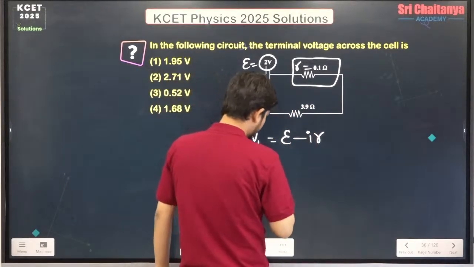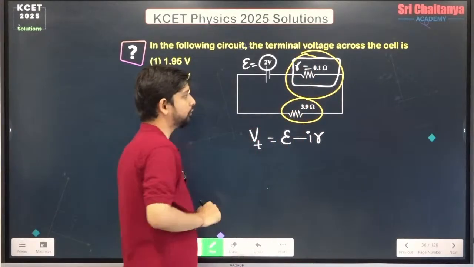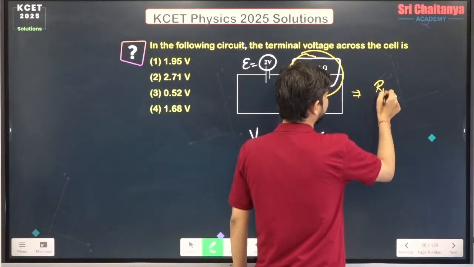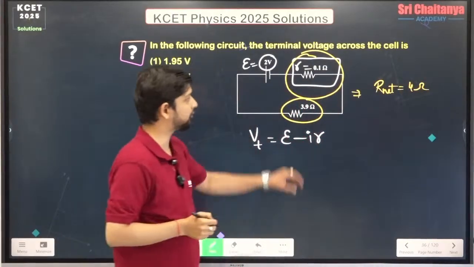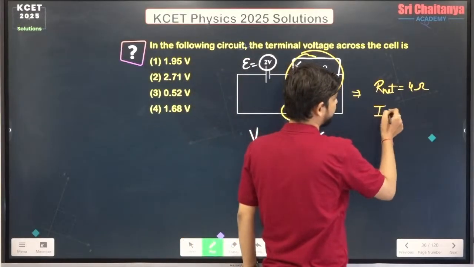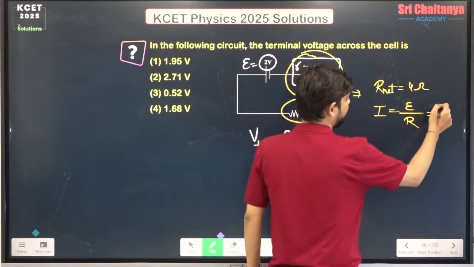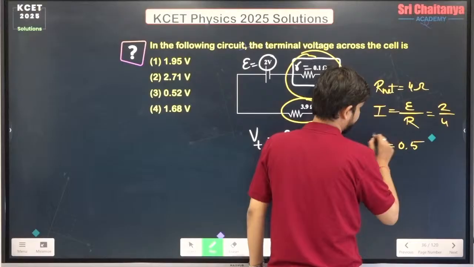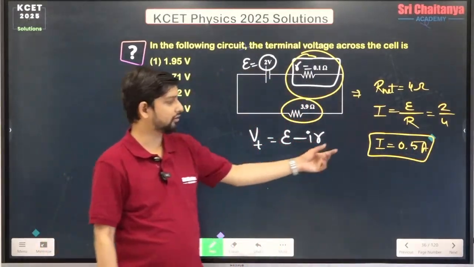So how to find the current? We can say that this one and this two resistors are in series. So the net resistance is going to be the sum of these two, that is 4 ohm, because they both are in series. And we know the EMF as well. So current is going to be E by R. E is 2, R is 4. So current is going to be 0.5 ampere. Now we got the value of current.